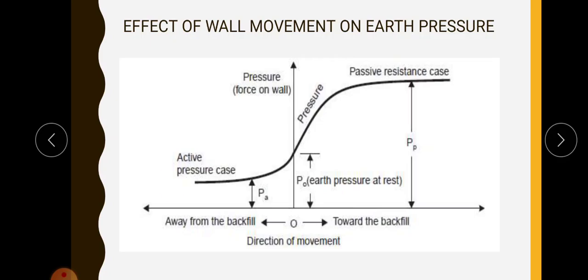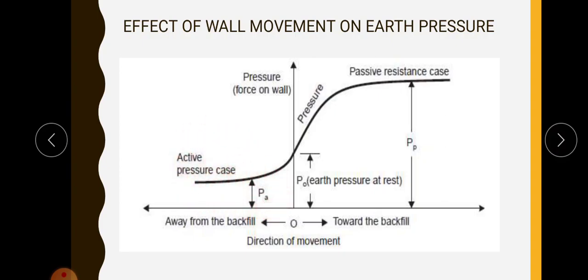In the case of active earth pressure, the retaining wall is moving away from the backfill. Since the wall is moving away from the backfill, the soil will expand. So the earth pressure will decrease until failure occurs, and that value is known as earth pressure at active case or active earth pressure. That is the minimum value of earth pressure.